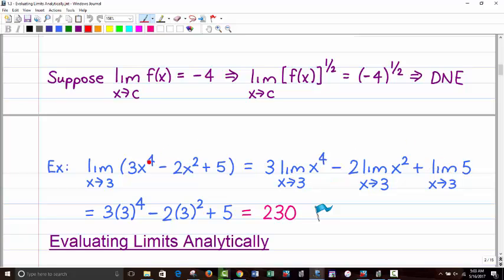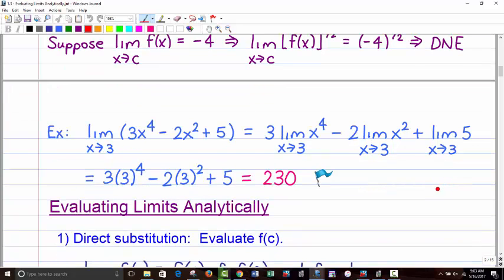Split it into 3 limits, and then you can bring the 3 out as a coefficient, and then you can bring the 2 out here, and then you put the 3 in right there for the x. So you have 3 times 3 to the 4th minus 2 times 3 squared, and then the limit of 5 would just be 5. The limit of a constant is always constant, and that ends up being 230 would be the result of that.